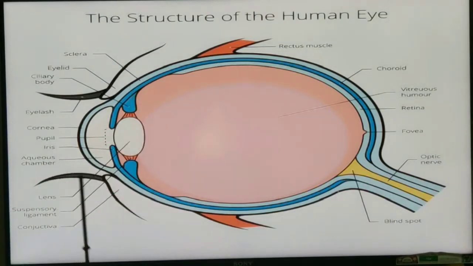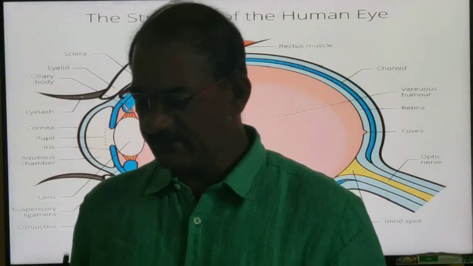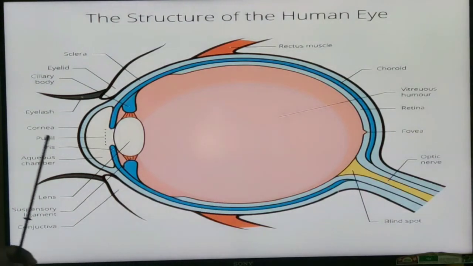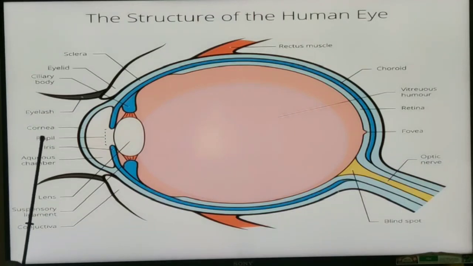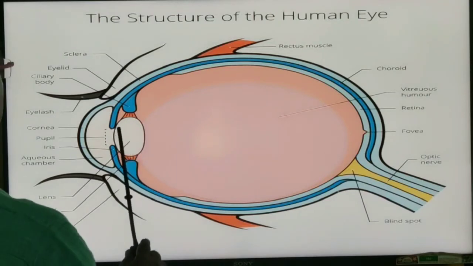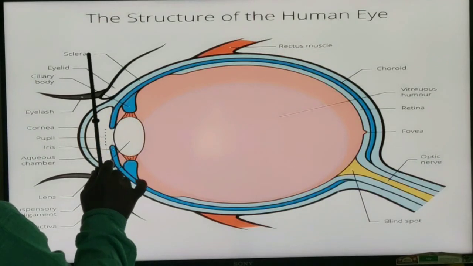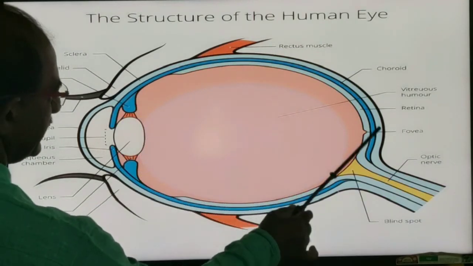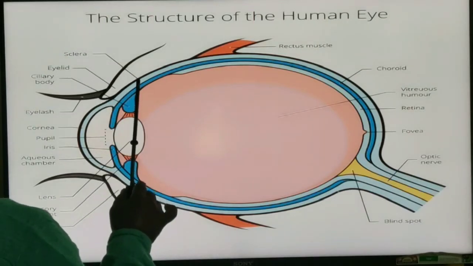Then the structure of the eye is studied. Here the outer coating is called the fibrous coat, and this fibrous coat is made up of fibrous connective tissue. It consists of two main layers. One is the sclera. That is the outer coating layer.